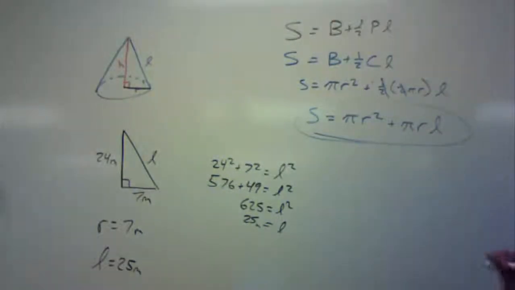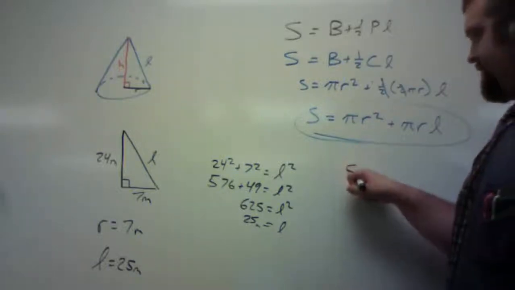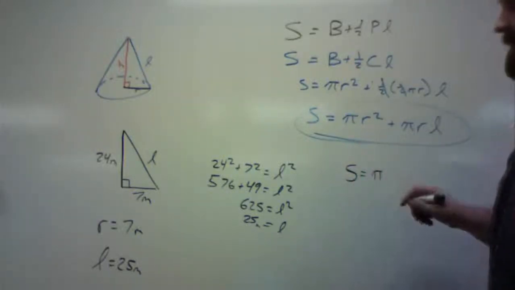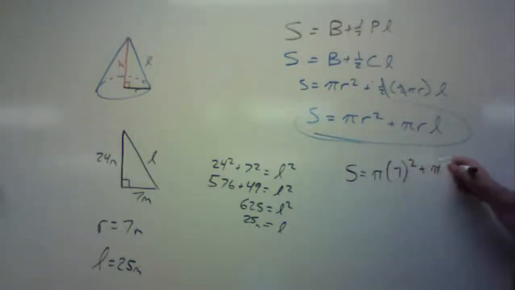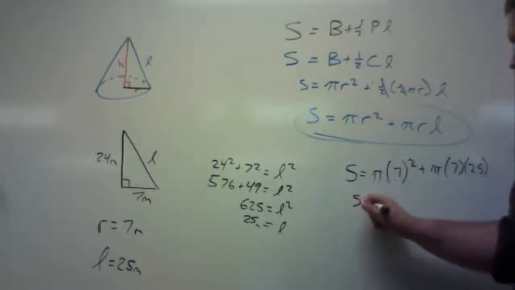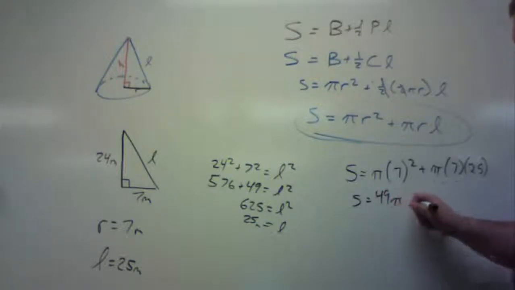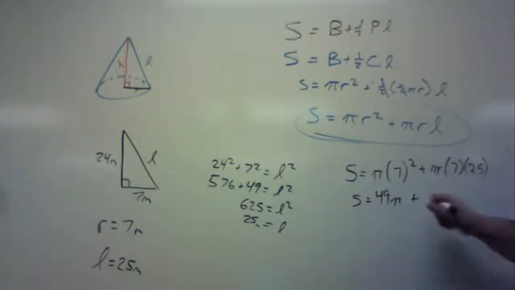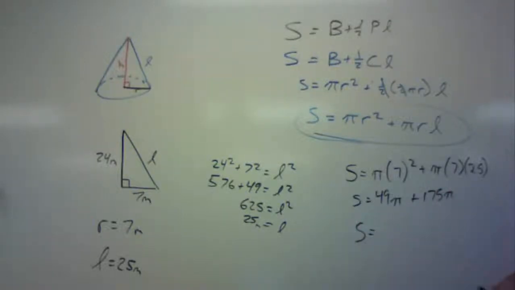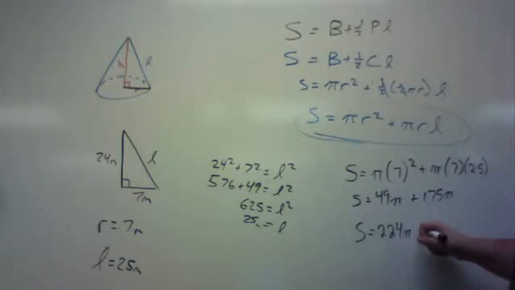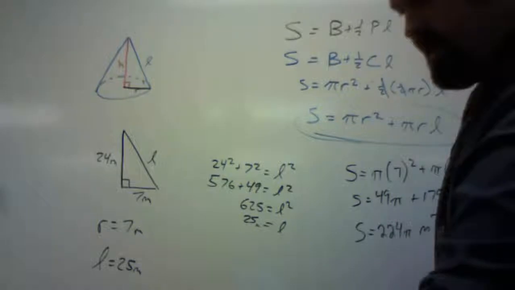I know L, I know R. At this point, it's just plugging into the formula. I'm looking for the surface area, so that's equal to pi r squared, which ends up being 7 squared, plus pi times 7 times 25. So the surface area is 49 pi plus 175 pi, or when I add those two together, I get 224 pi meters squared. I'm fine with that answer because it's a nice, concise number.